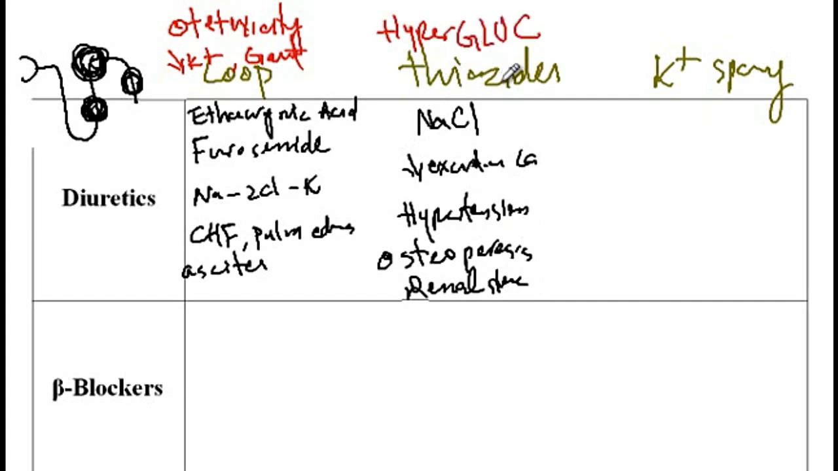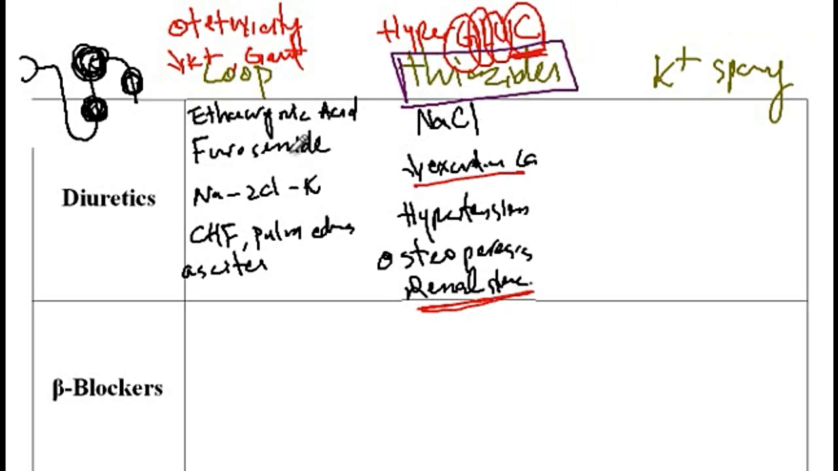hyper-gluc. So it would cause hyperglycemia, hyperlipidemia, hyperuricemia, and then hypercalcemia. And this property of hypercalcemia is good for the treatment of patients with osteoporosis, and since there is decreased excretion of calcium in the renal tubules, it also prevents development of renal stones. And then one other point I would like to mention is that thiazide diuretics, as well as the furosemides, are associated with sulfa allergy.